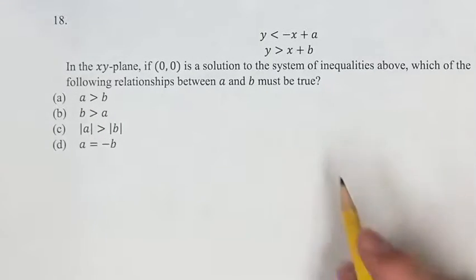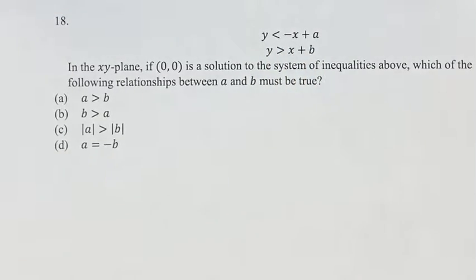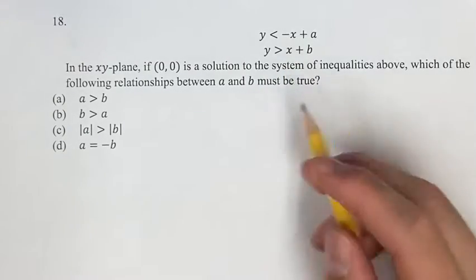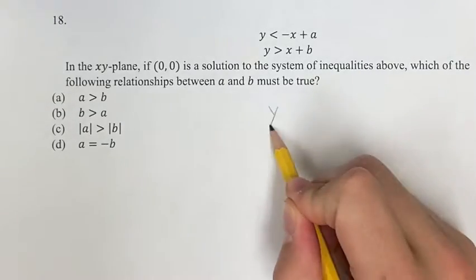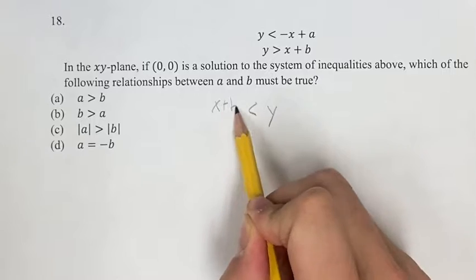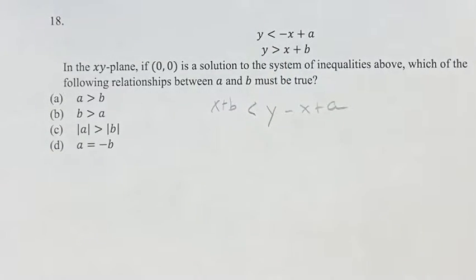In this problem, we're looking at two inequalities where we have y is less than negative x plus a and y is greater than x plus b. So what we're going to do is turn this into a single inequality where we have y in the middle, and we know that y is greater than x plus b and y is less than negative x plus a. Okay? Don't forget that.